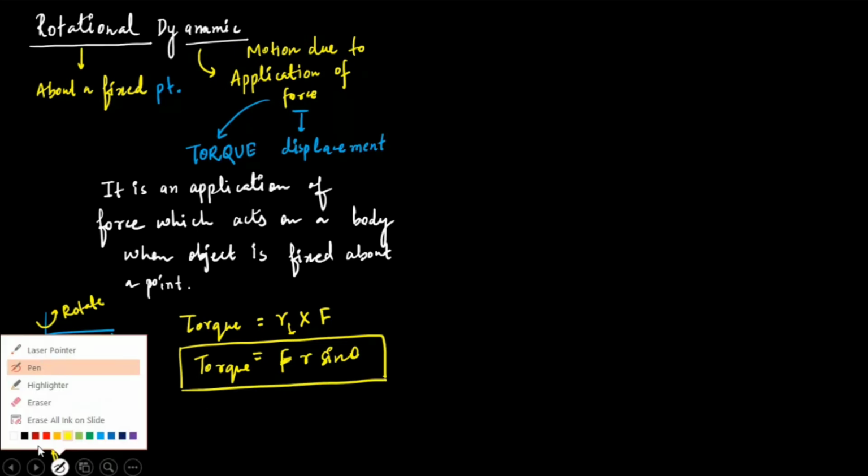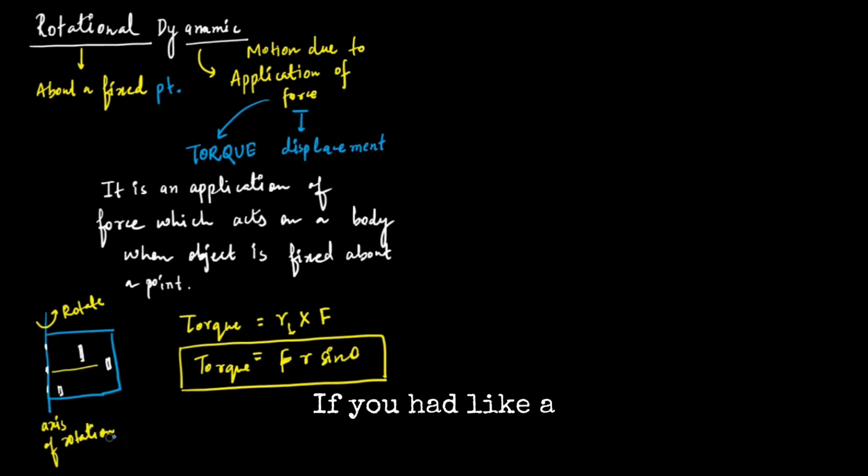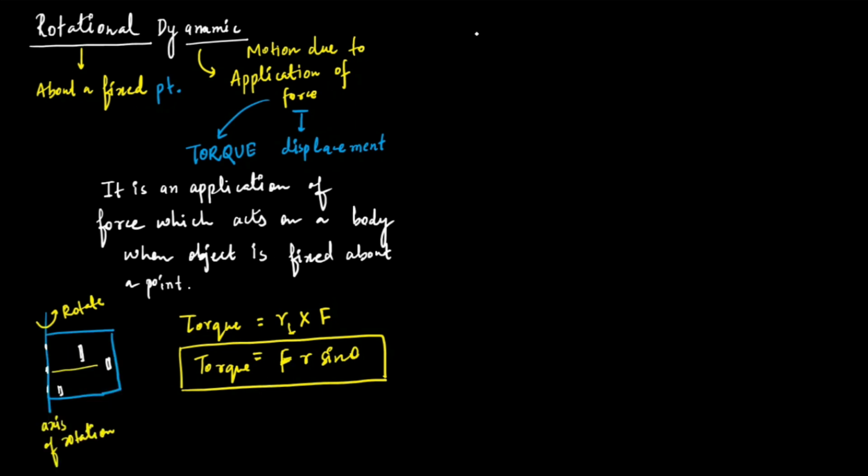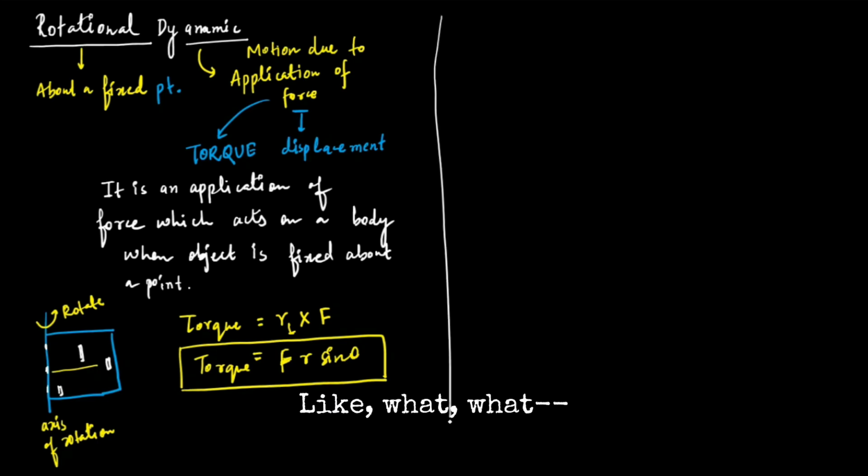I have a question. If you had a helicopter, the blades are spinning. Where would the torque be? What would its direction be? Upwards.